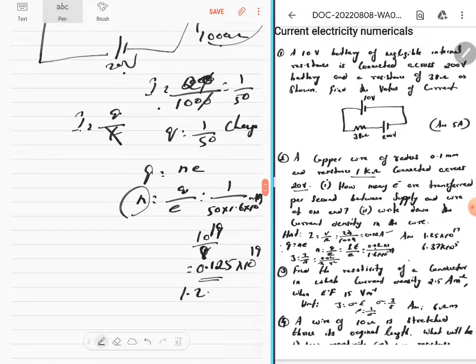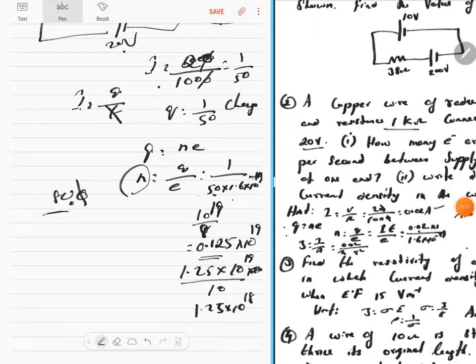How is it 1.25? If I shift the position to 1.25, I am multiplying by 10, so I am also dividing by 10. It will become 1.25 into 10 to the power 18 only. No, how is it? I have written 10 to the power 17. Okay, this is 50, so it's not 8, it is 80. 80 means one of the power can go up, it will become 10 to the power 18.